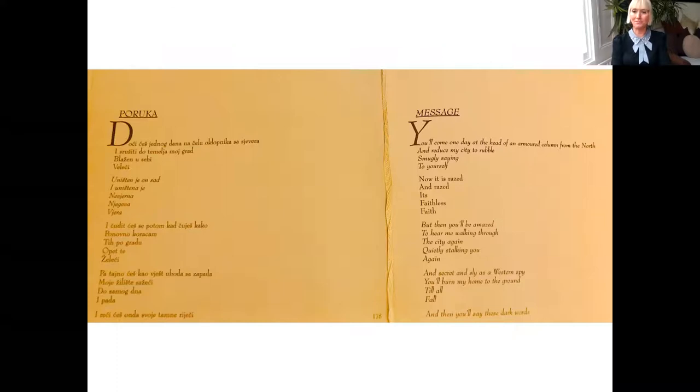Okay, so that is the message in English. And I'll just read you the first two verses in our language, so that you get the sense of the sound.